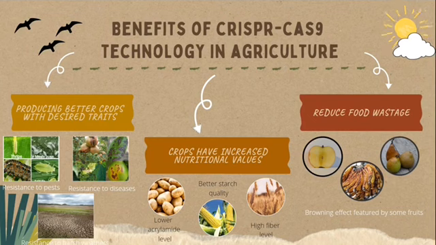Genetically modified corn has better starch quality, while genetically modified wheat contains a high fiber level. Last but not least, CRISPR technology reduces food wastage. Fruits are known to have this browning effect, which will make the fruit turn bad.